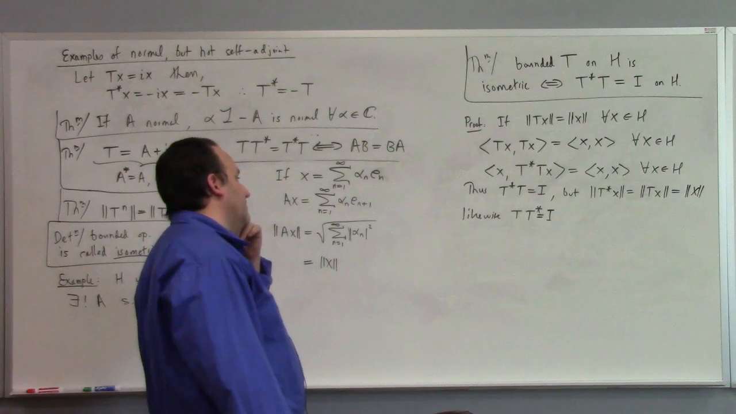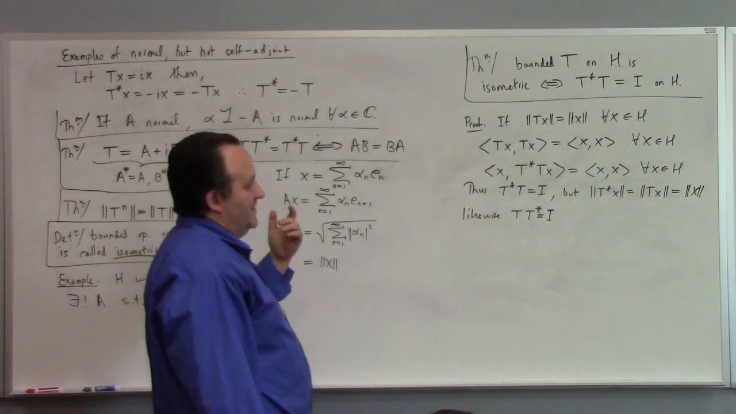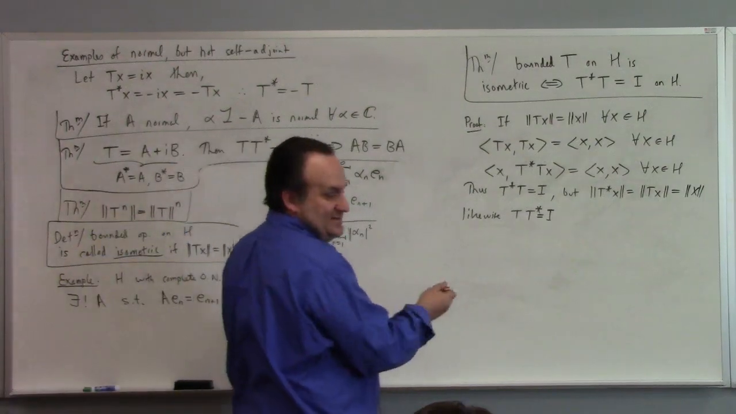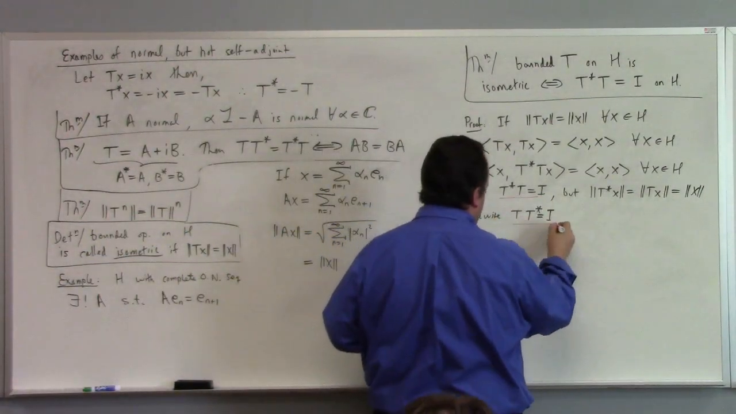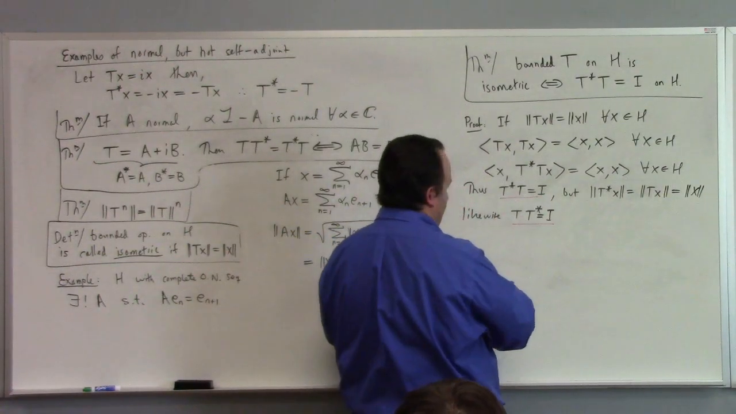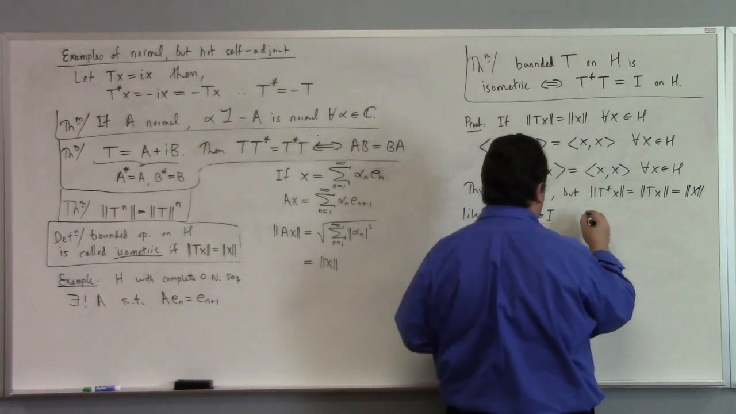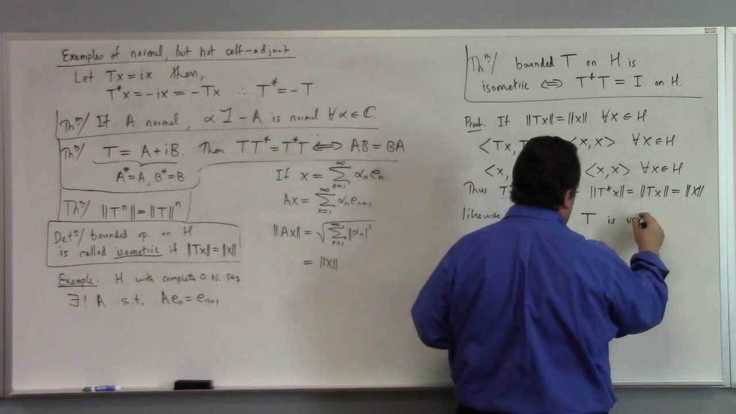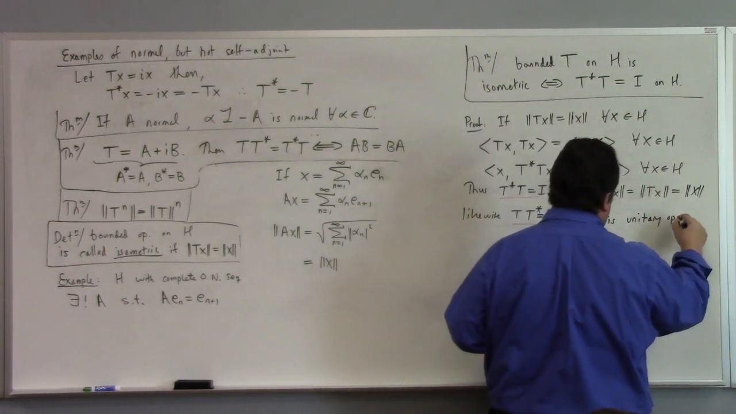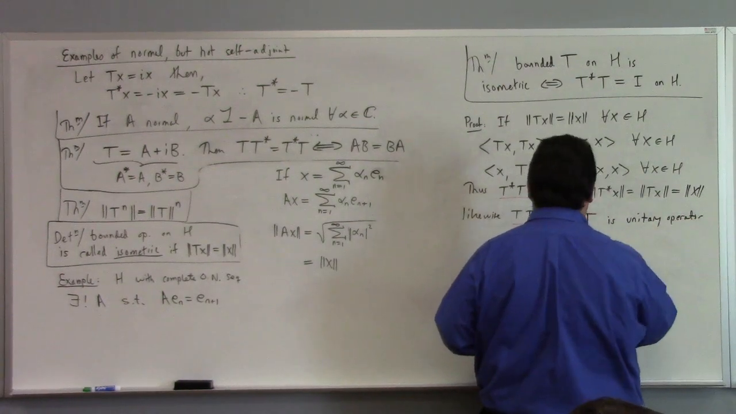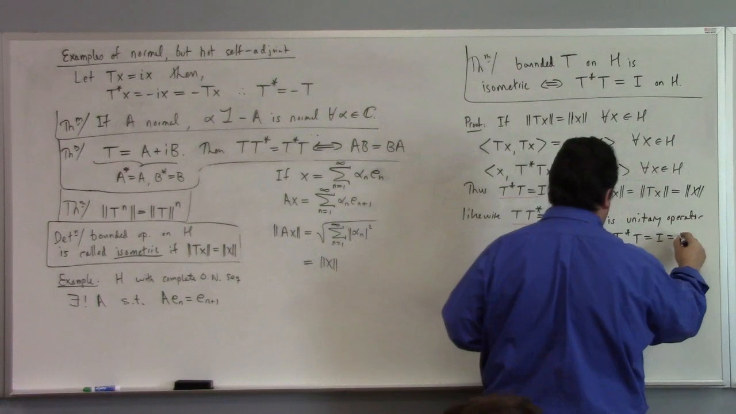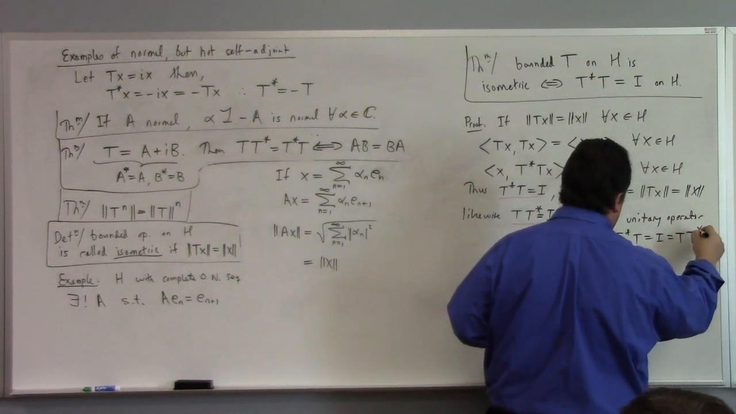And well, that's good, because if you have both this and that, together this makes T called unitary, if T adjoint T equals I equals T T adjoint.